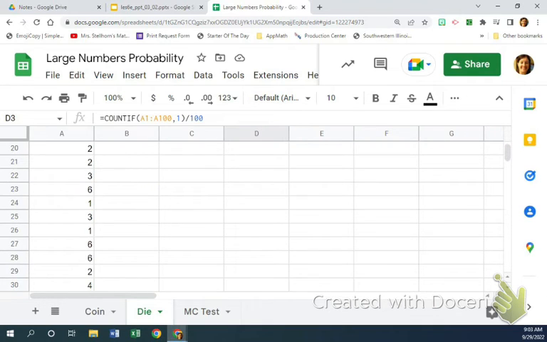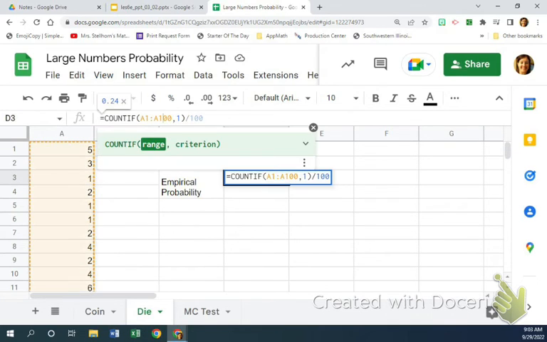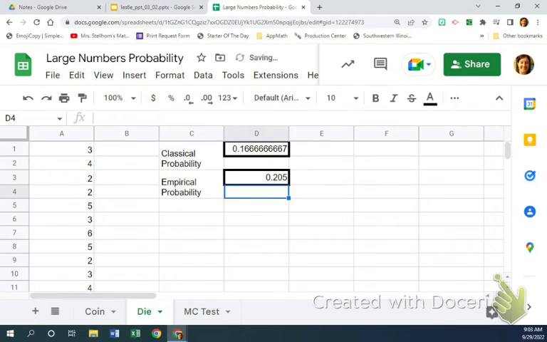Let's do the next experiment where we go down to the 100. We copy and paste this for another 100. There we go. And then we scroll up to empirical probability. And okay, so now we're going to 200 for both the range and the sample space to see what we get.